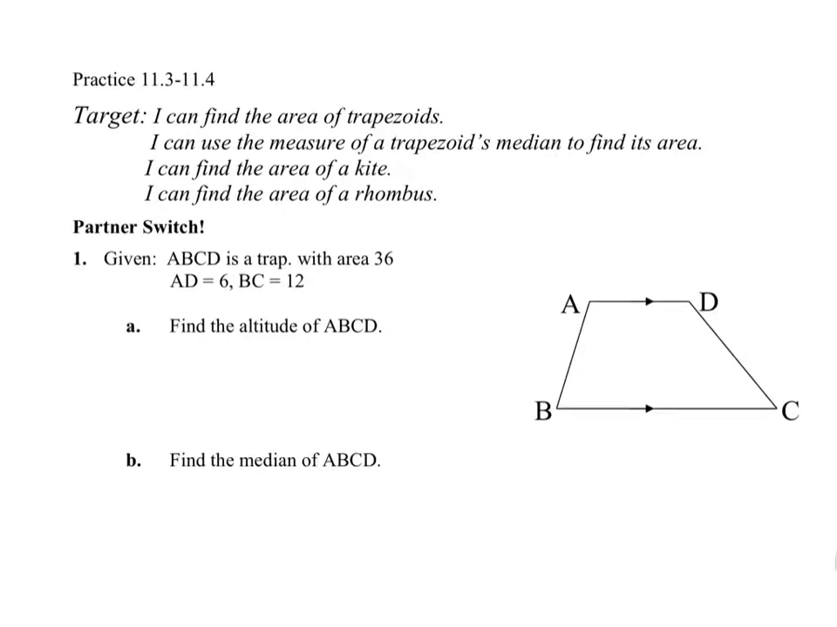All right, you guys, let's get started. So 11.3 and 11.4 is on area of trapezoids and kites, and I think rhombus is in here too. So the first thing we're going to talk about is trapezoid.